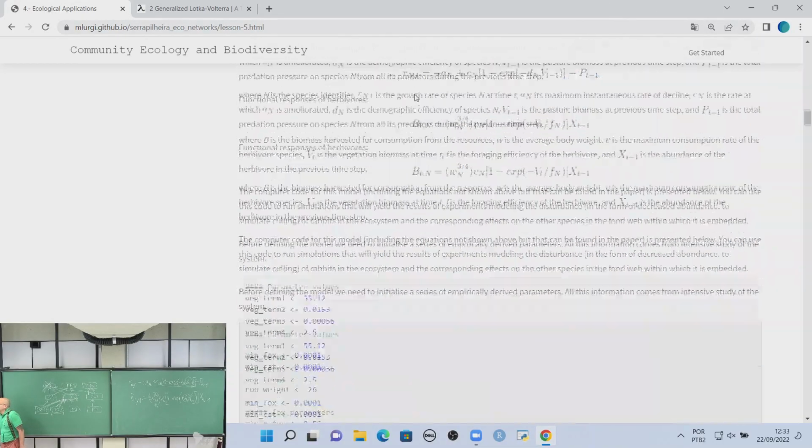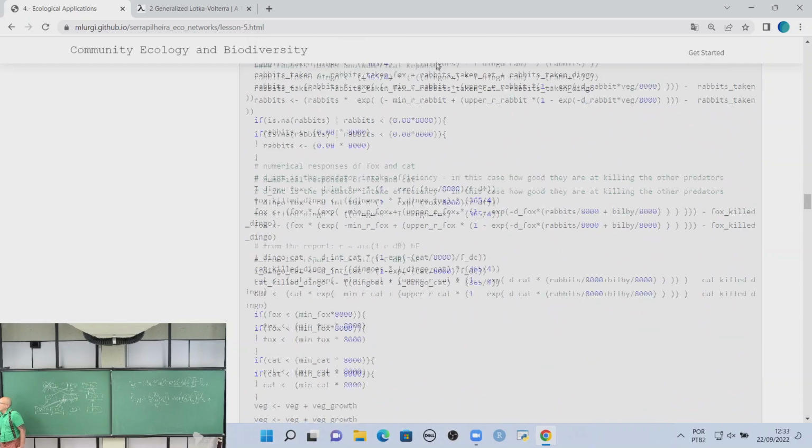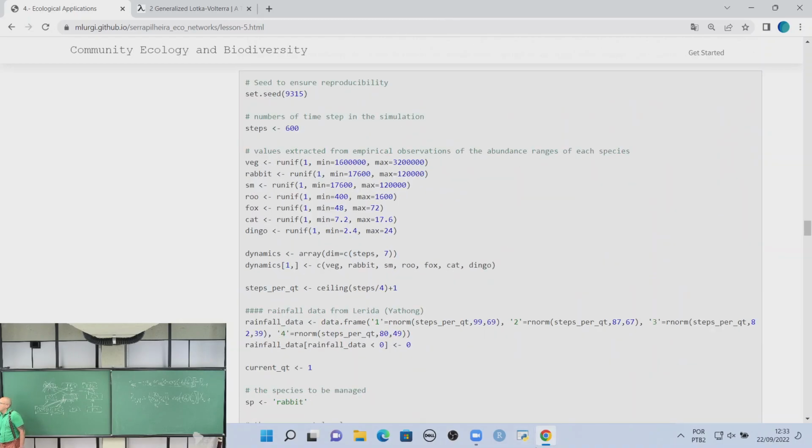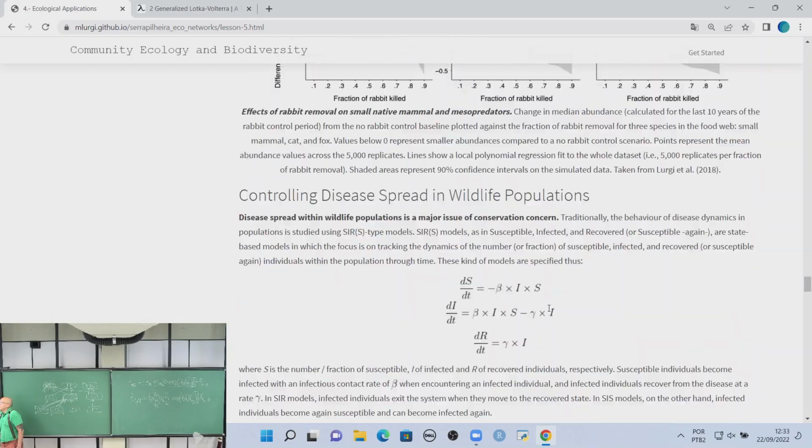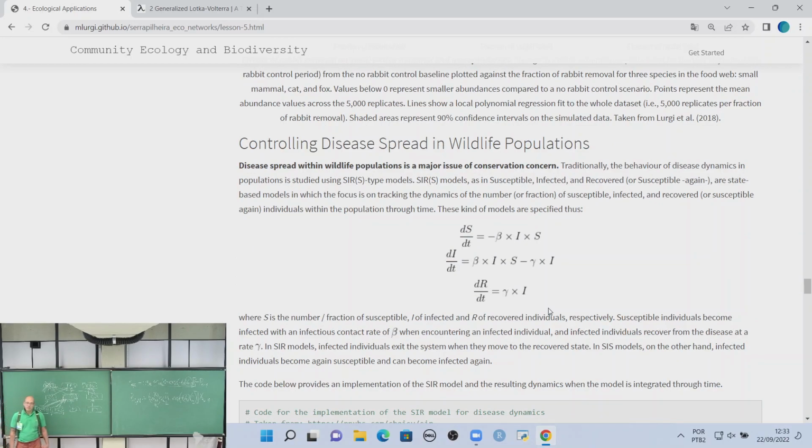So, yeah, the other ecological application I thought was interesting, and it would be interesting for you guys to have a look at, is disease spread in wildlife populations. Disease spread in wildlife populations is one of the main issues of conservation concern, especially for particular species that are threatened with extinction. And there is a lot of work looking into these things.